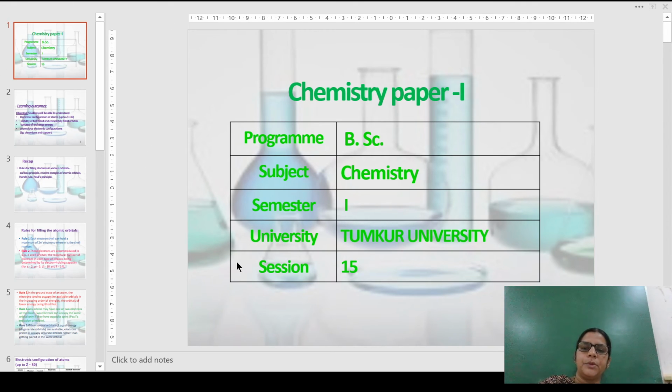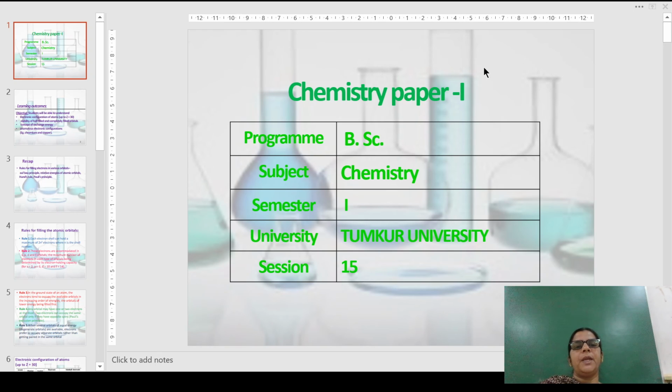Similarly, in the case of copper also, for 29, the configuration should have been 4s2 3d9. I'm sorry, this has got exchanged. Just one second. Actually, it is 4s1 3d10; this should have been 4s2 3d9. There has been a little mistake here. So what happens here also is that the exchange takes place, and that leads to the stability of this particular configuration.